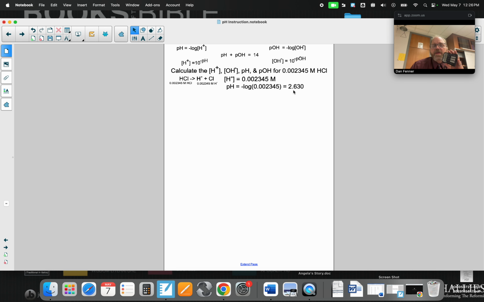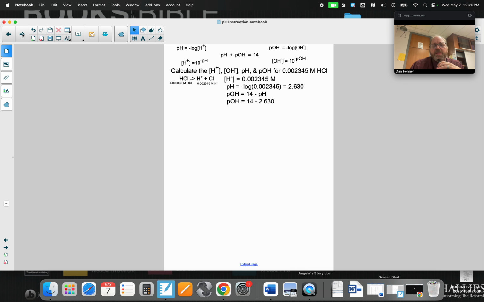2.630. Now, you might get 2.63. The number rounds up to 3 and the 0. But I need 4 sig figs. The 0 is there. Now, how are we going to find pOH? Well, pOH plus pH is 14. That equation right there. So if I know that, I can rearrange it to say pOH is 14 minus pH. And that 14 there is infinitely significant, as many sig figs as we need.